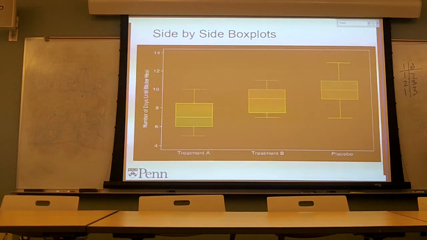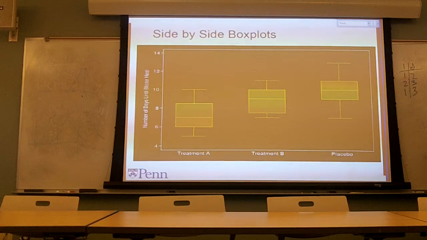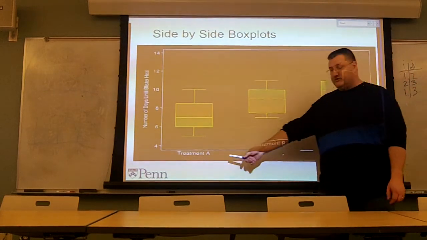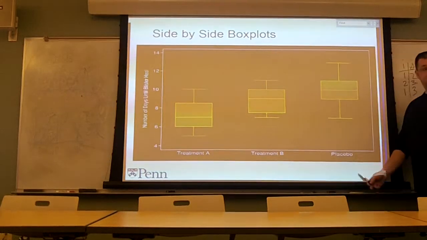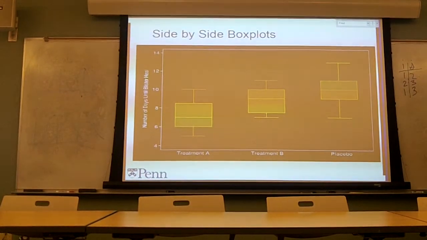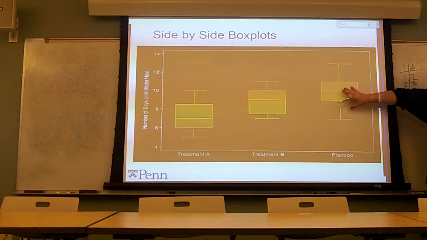So what this is going to do is give me a box plot of my dependent variable, days, by each level of treatment. What are my treatment levels? Treatment A, treatment B, and placebo. Okay? Does everyone understand how to read a box plot?